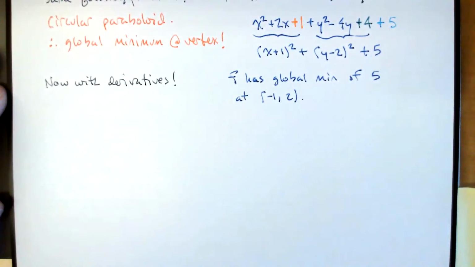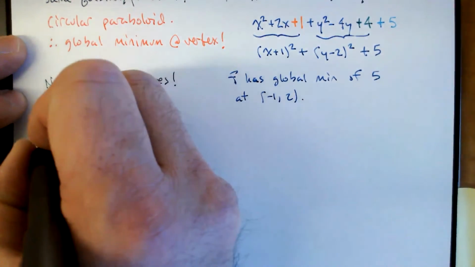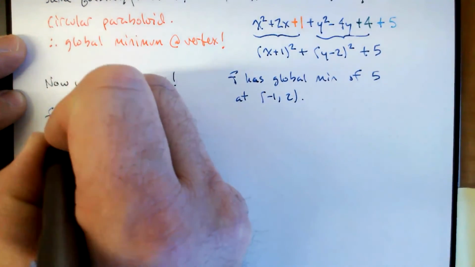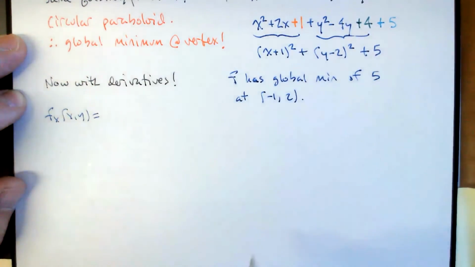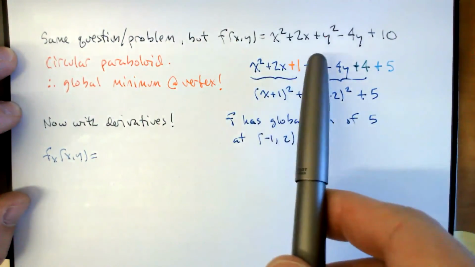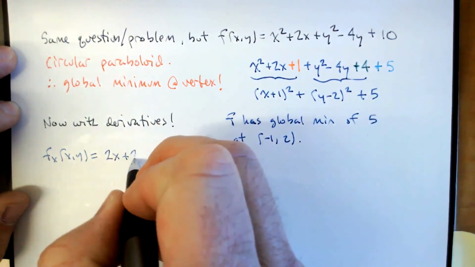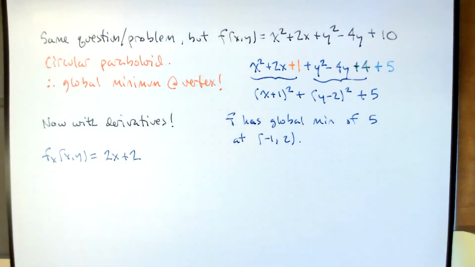So now we're going to come at this problem, but using derivatives. We need to take the first derivative, set it equal to 0, and solve, but we have 2 first derivatives. So let's find them both. We'll have fx at xy. So the derivative of our function with respect to x is going to be 2x plus 2, and everything else is constant. Now I'd set this equal to 0 and solve, but there's another one.